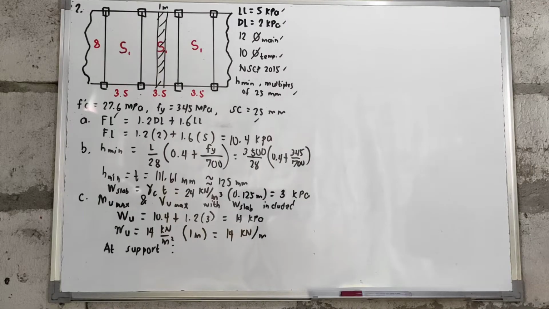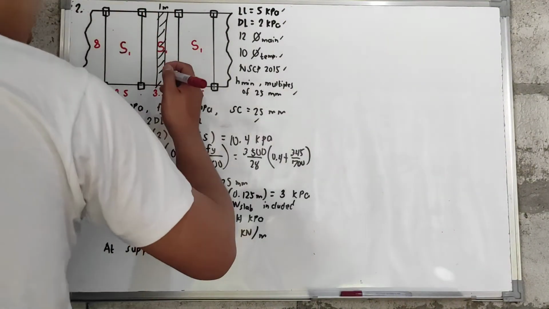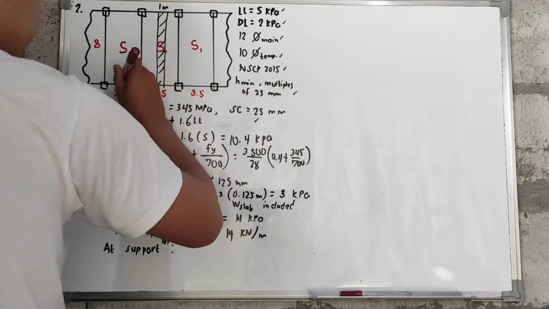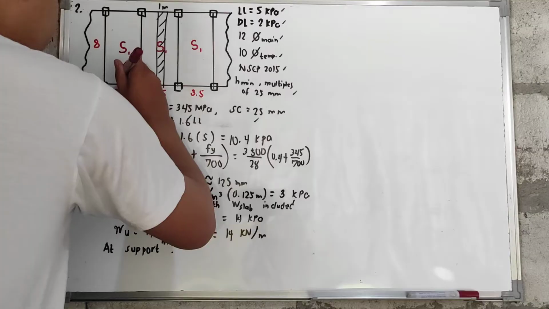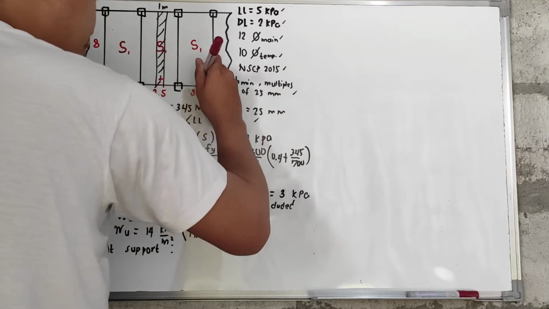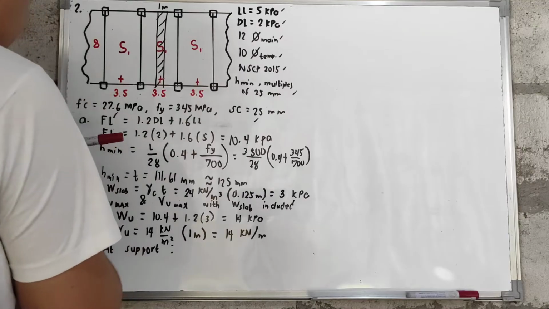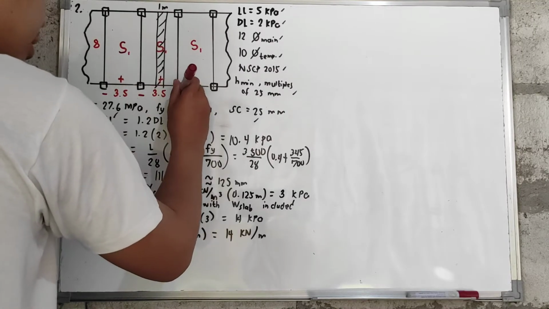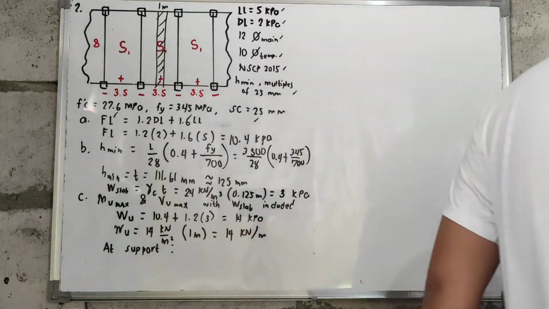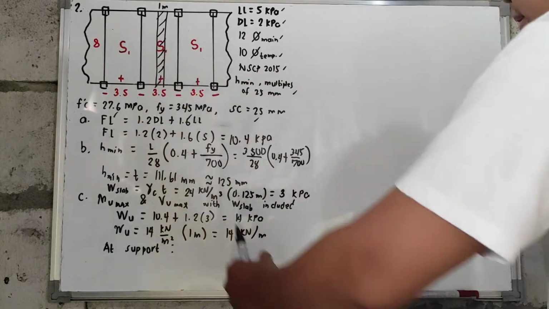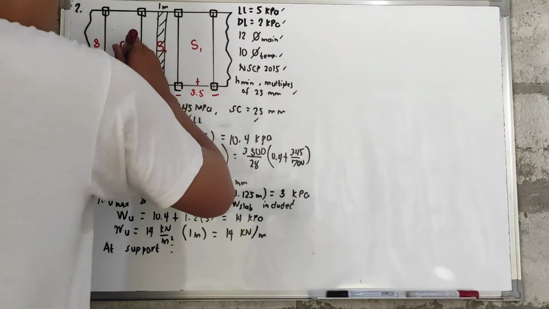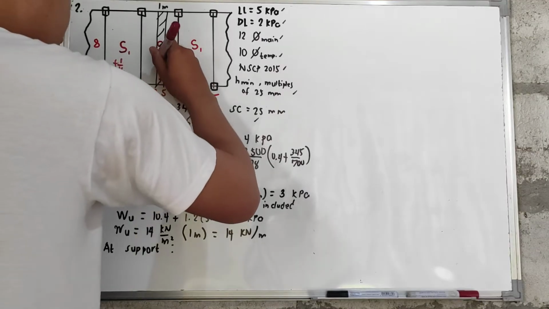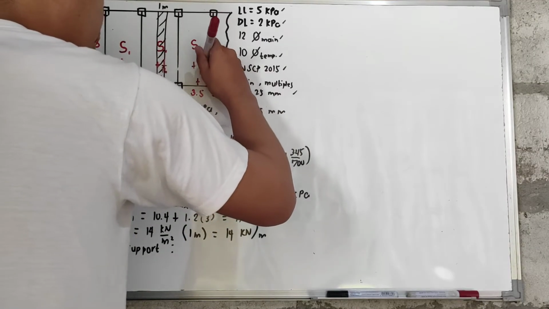Kung titingnan natin yan, nandito yung positive sa gitna. Nasa gitna yung mga positive natin. Positive moment, positive, positive. Tapos, nasa support naman yung mga negative moment natin. So, kung babalikan natin yung ACI moment coefficient, kapag positive moment sa midspan, sa mga interior spans natin, that is always 1 over 16. Positive 1 over 16, positive 1 over 16, positive 1 over 16.